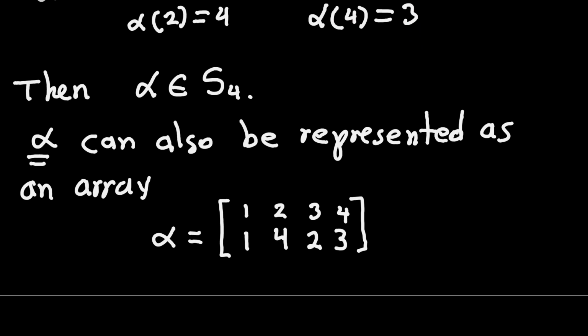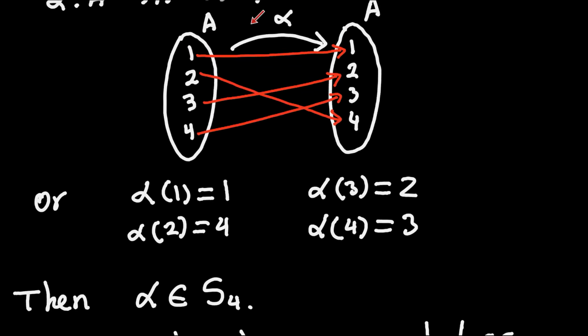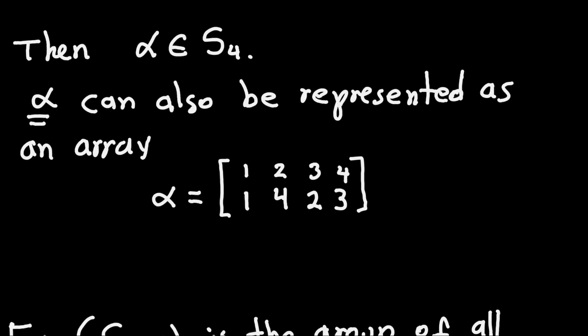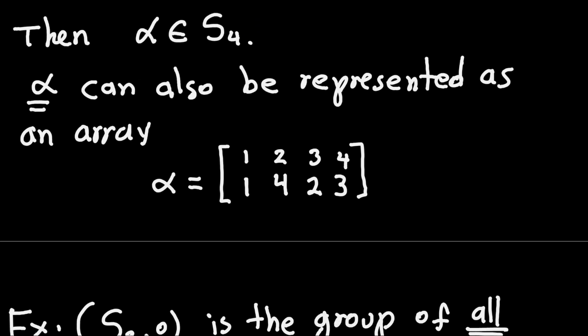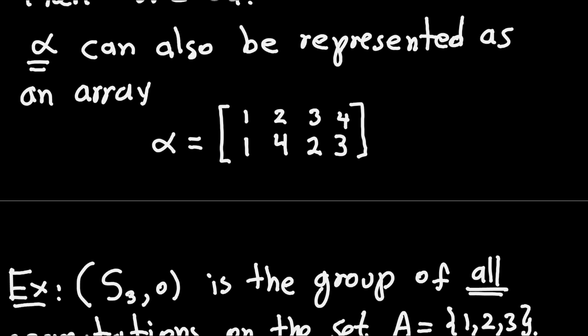So this is another way to represent the same thing. Again, all of these are representations of that bijection. This is a little bit shorter, of course, than making all this list or just looking at the picture. So from now on, we're going to represent any permutation or any bijection in this array form. All right, so let's practice this notation a little bit more.